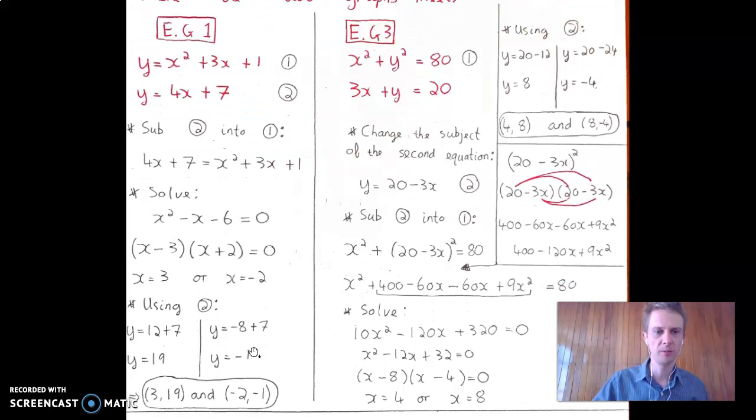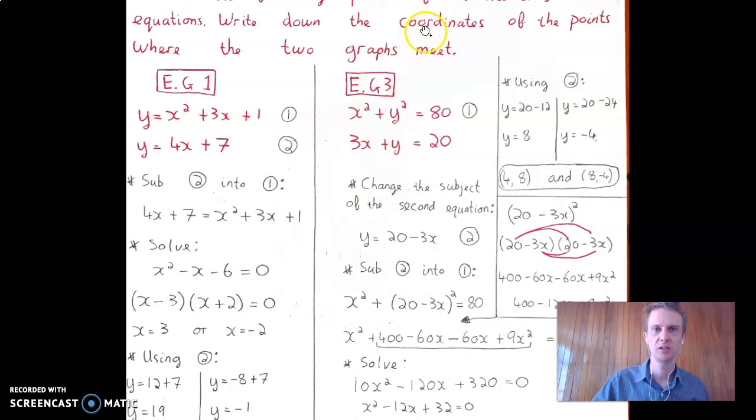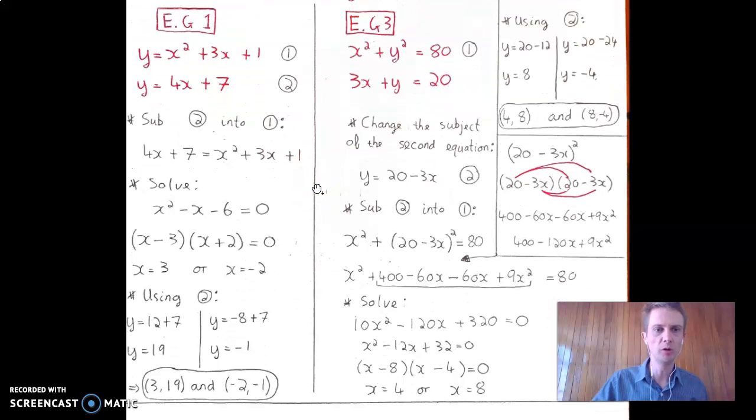Going on from there, boys and girls, you actually have to find, it says there, the coordinates. At the moment, you've just got the x coordinates. So we're going to use this second equation here to find out our y coordinates. So y is 4x plus 7. If x is 3, 4x is 12 plus 7 is 19. So that first coordinate is 3, 19. If x is negative 2, then 4x is negative 8 plus 7 is negative 1. So it's negative 2, negative 1 is our second coordinate.